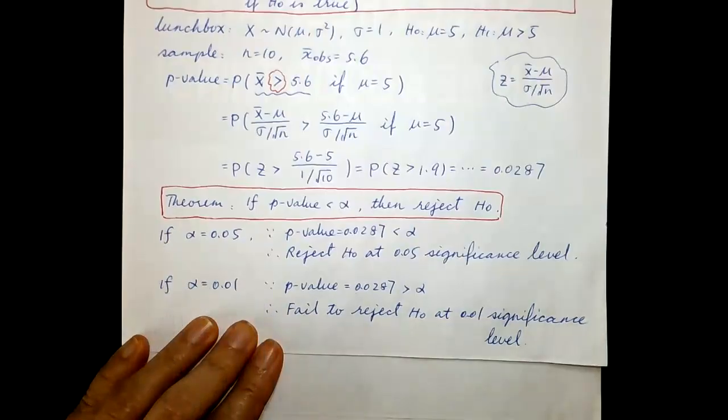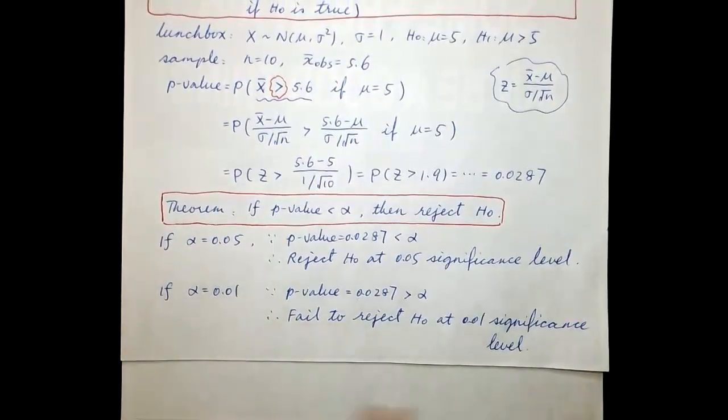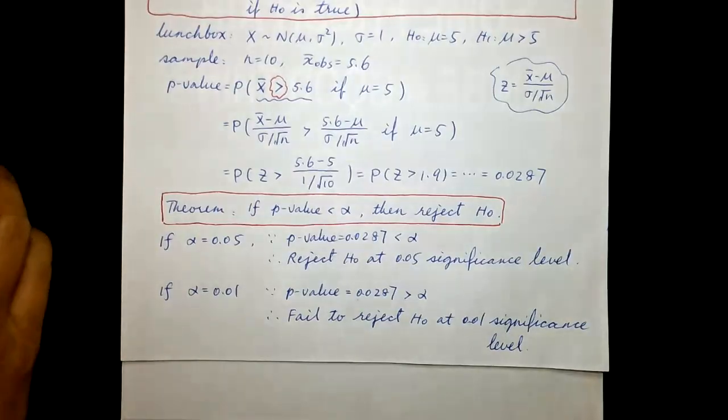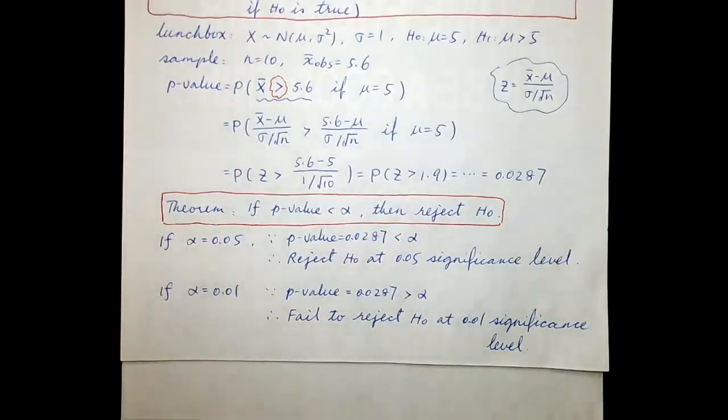With different alpha values, we got the same conclusions as in the critical region methods. Again, they are completely the opposite conclusions. That shows again your alpha is really important.